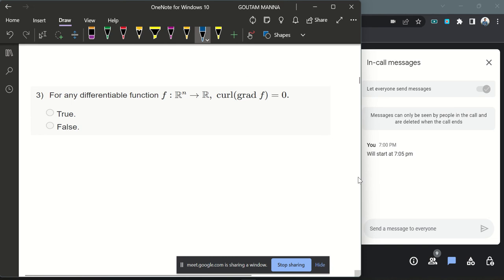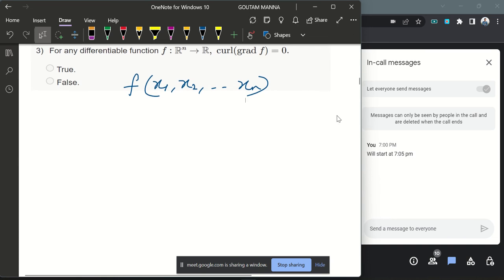And now, it's a scalar function from Rn to R. So if it's a function of x1, x2, dot dot dot xn, let's say, you are asked to find out the gradient of f and then the curl. So curl of gradient of f, and you are asked to show that it is 0. Let's do it in 3D.